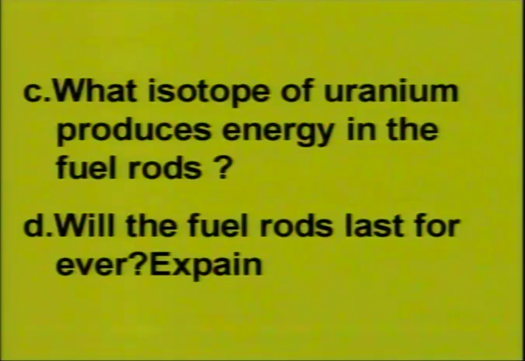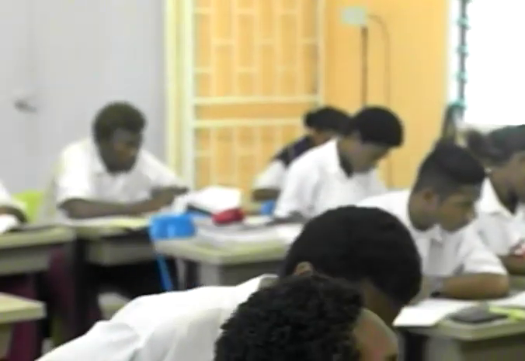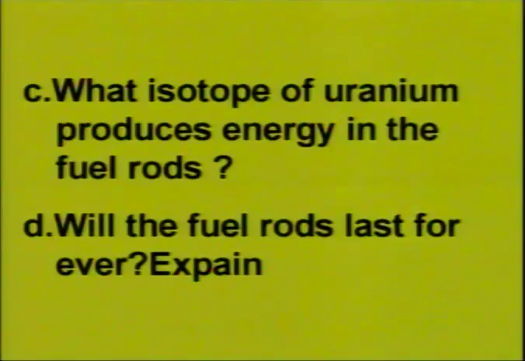The isotope of uranium that produces energy and is used in the fuel rods is uranium-235. Okay, uranium-235 is the one that is used. Uranium-238 is a common one, but uranium-235 is the one that is more radioactive.